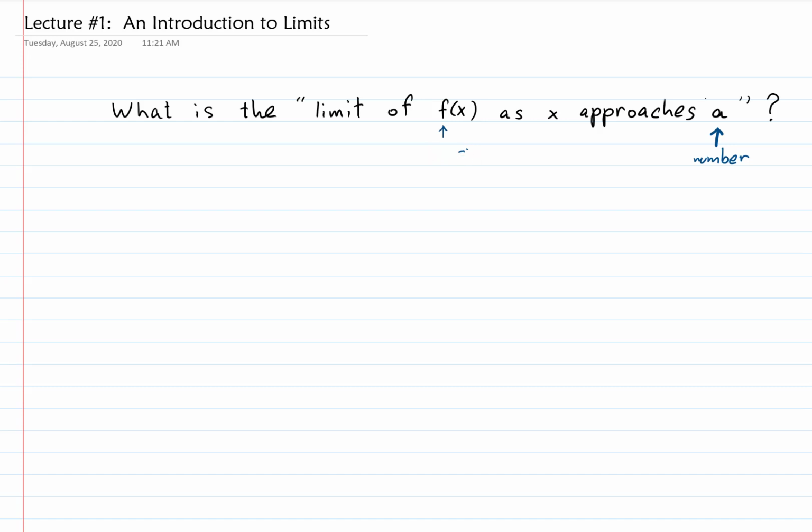So I want to give you the idea. Again, this is not going to be a highly technical definition. It's just going to be the idea. That's what I'm going to give you today. All right, so first of all, let me tell you how we write this. Okay, we write LIM, an abbreviation for limit. Limit of what? f of x. Okay. As what? As x approaches a. So we write underneath the LIM, x arrow a. That means as x approaches a.